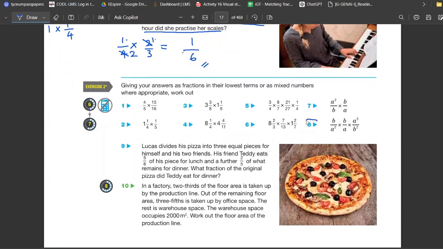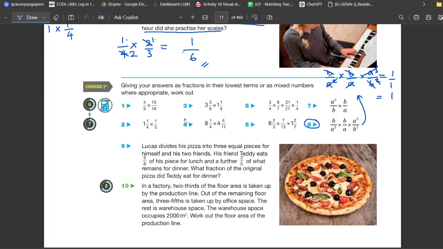And then if we come into the algebraic type of question, this one we can do. b over a squared times b over a times a cubed over b squared. So first we can cancel the common factors. 2 b's are there. These two cancel out. Then all of these cancel out. So we are left with 1 over 1, that means 1. So that's simple. Like that we can do that kind of exercises also.